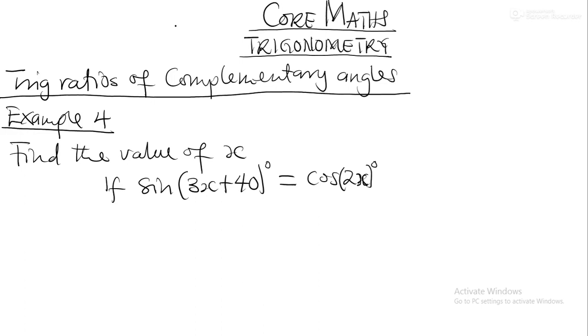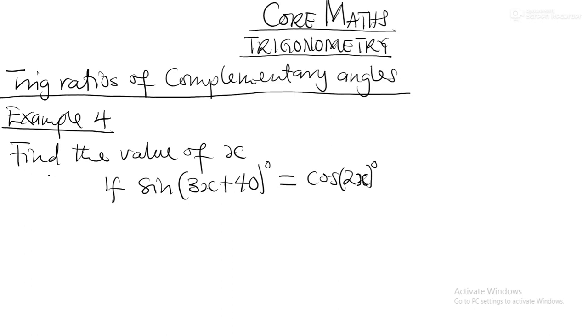In our previous lesson, we looked at trigonometric ratios of complementary angles. We understood the concepts and we solved some examples. And then I gave you example 4 as an assignment. I hope you've all done the assignment. So, we'll begin our lesson today with the solution to the assignment.